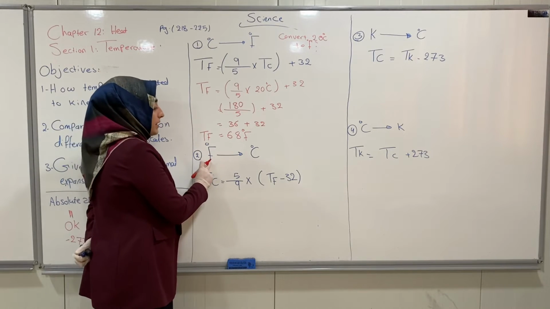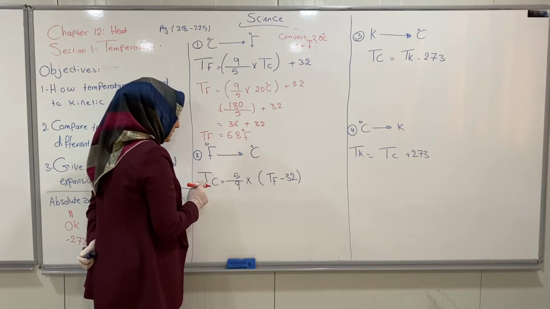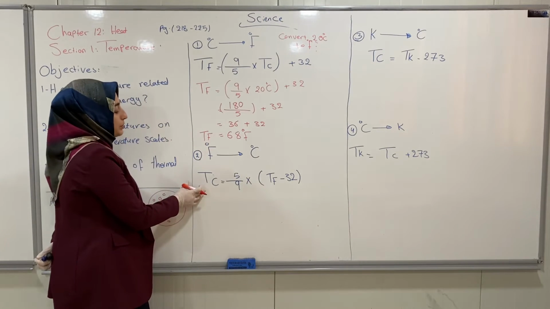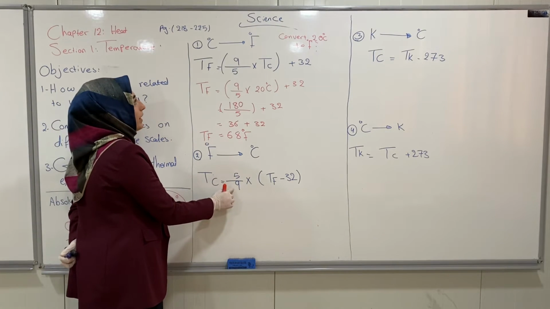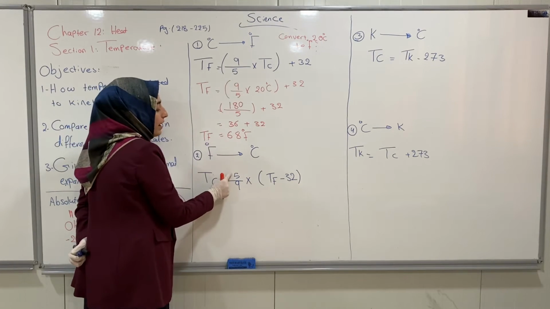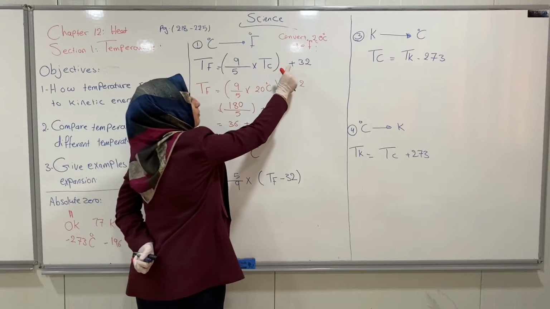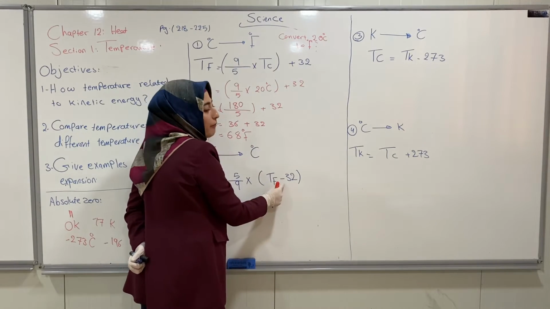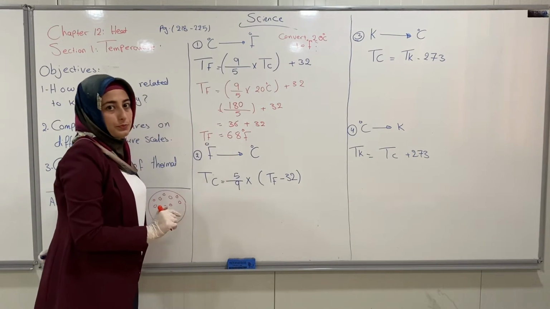To change the temperature from Fahrenheit to Celsius, we have this equation. It is 5/9. Look, this one is 9/5, here we have 5/9. Here we have plus 32, here we have minus 32.